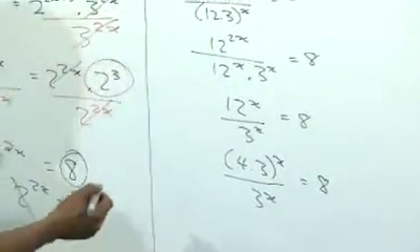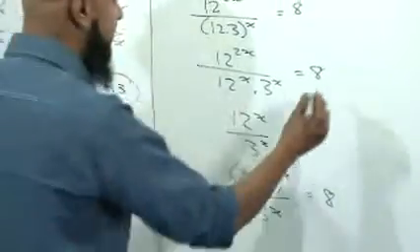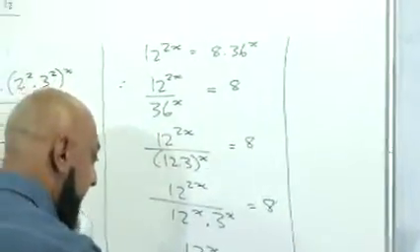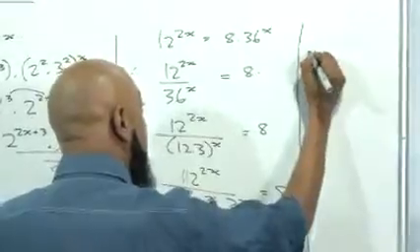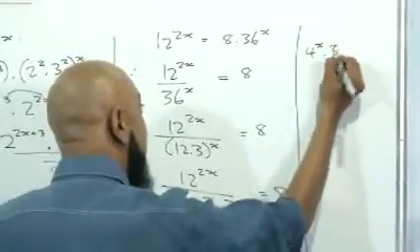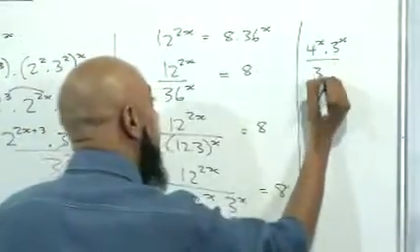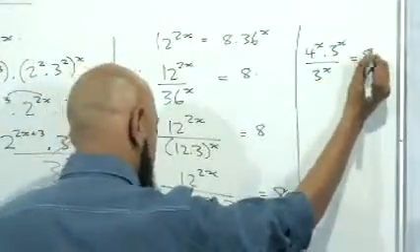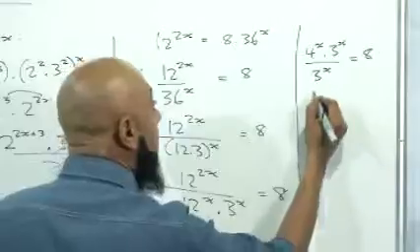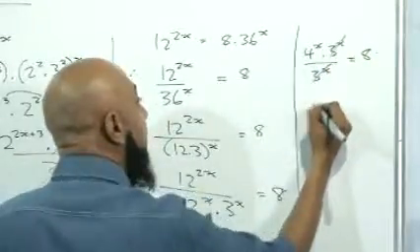Okay, we're still carrying on. In fact, if Mr. Cameraman can just go over to the side. I'm moving over here on the top. So now we've got 4 to the power x times 3 to the power x. Remember that x belongs to both. Over 3 to the power x is equal to 8. Right? What do we have here? 3 to the x cancels out.